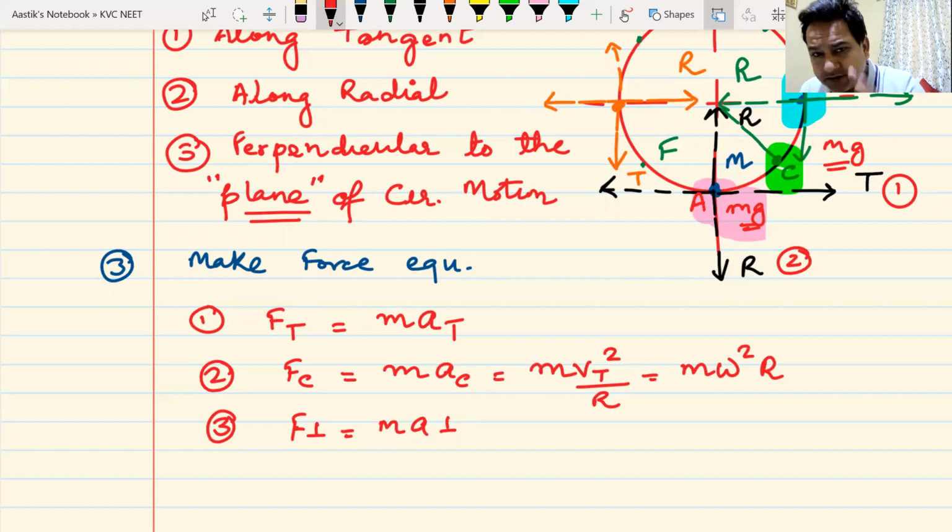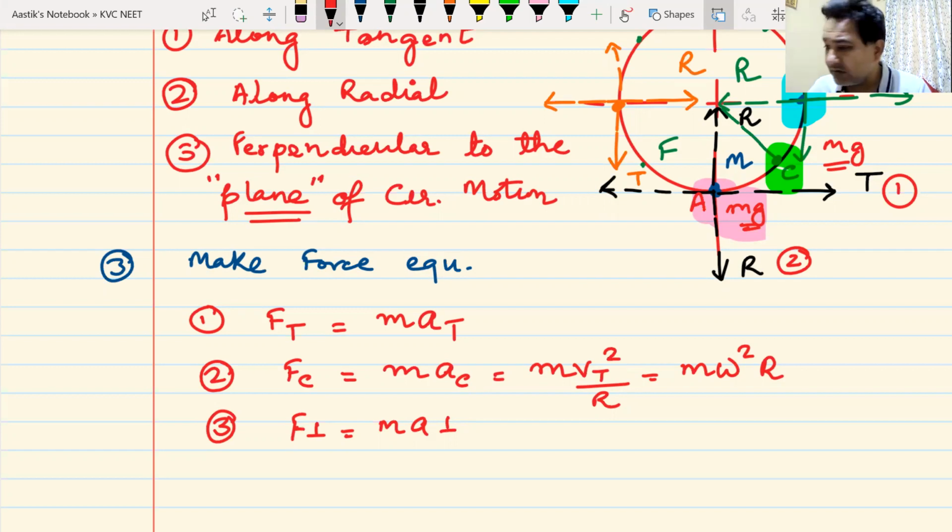Okay. Tell me, is the motion happening in that perpendicular direction? Is there any motion happening in the perpendicular direction? The body is moving on a circular path here like this. Is there any motion happening in the perpendicular direction?